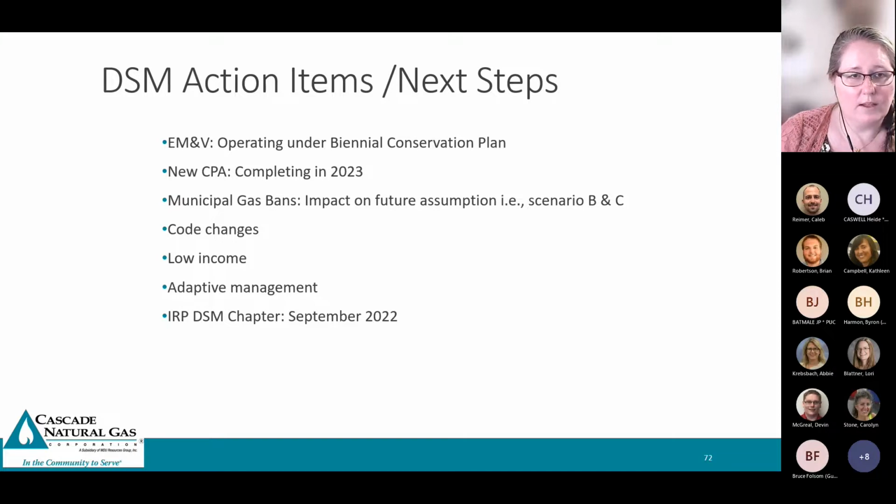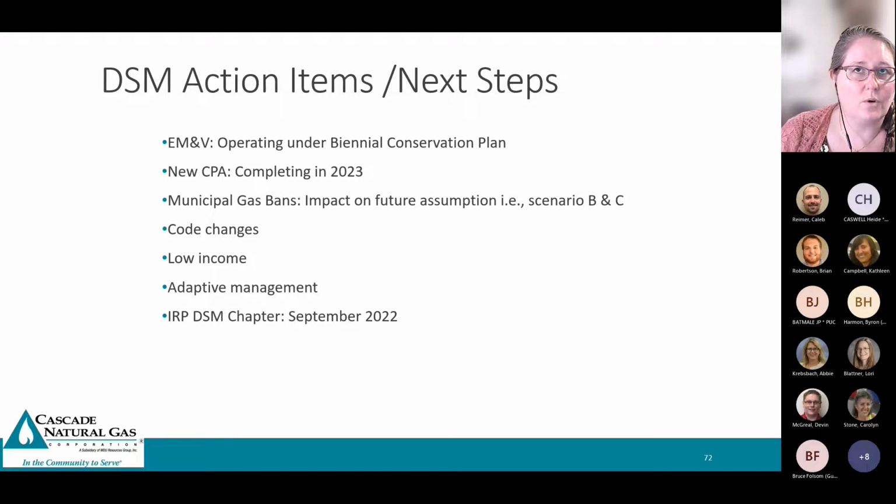And as I mentioned, the conservation potential assessment is now run every 2 years. So we'll be working on a new CPA that we'll be completing next year in 2023. We're looking at those municipal gas bans. This will have significant impact on our programs. Exploring how this will impact the assumptions we're going to have in the future, we'll consider scenario B and C as our start. We're going to make sure that whatever CPA we do in the future takes those into account because it's becoming more and more prevalent, and we need to have a realistic view on what that potential is.